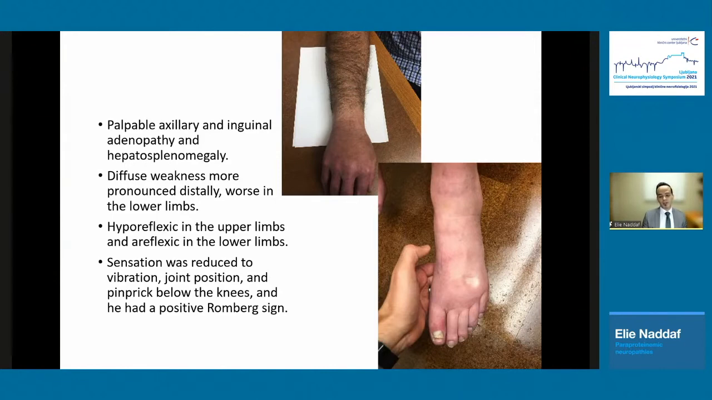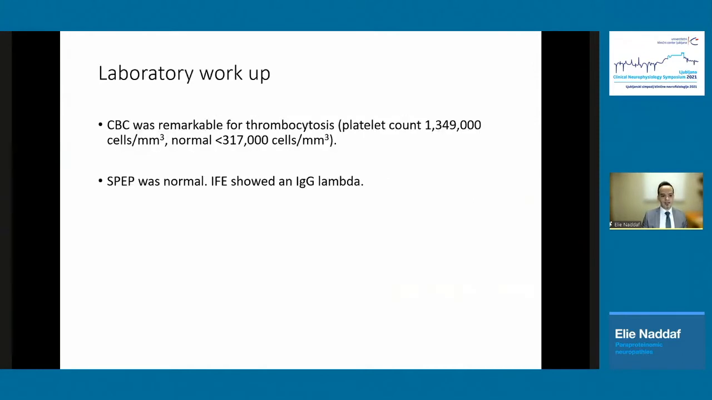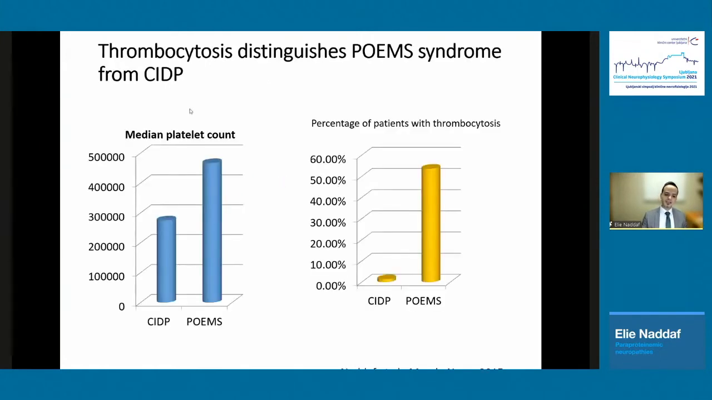Common things being common, it could be CIDP, but we don't know that yet. So EMG showed an axonal and demyelinating neuropathy with very high CSF protein. Now you did your usual workup, and on CBC, the patient has marked thrombocytosis. The serum protein electrophoresis again was normal, but immunofixation showed an IgG lambda. And here's a clue there.